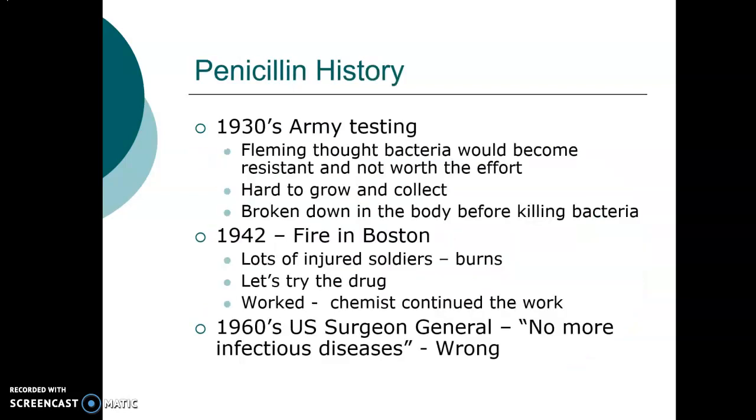All right, back to our story. So Fleming had his fungus that was producing an antibiotic, but he didn't think it was really such a great idea. So he thought the bacteria would become resistant soon and they wouldn't be worth anything at that point. It was really tedious to grow and collect, and he thought it was broken down by the body before it might actually kill the bacteria.